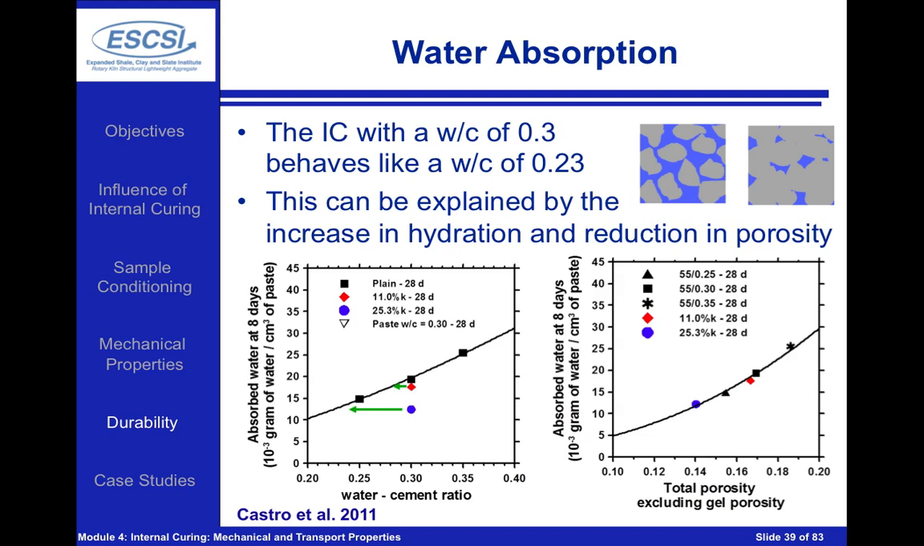And if you just look at water to cement ratio, that may be a little bit confusing, but if we move over to the right-hand side, this is the absorbed water versus the total porosity minus the gel pores in the system, so really the big pores that we're going to have in the system. What we can see is that this all starts to make sense. We've increased the degree of hydration, we've reduced the interfacial transition zone porosity, and what we really see now is everything falling along a single line.